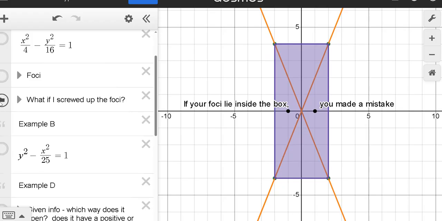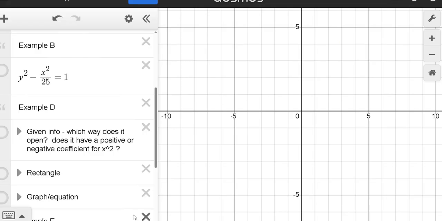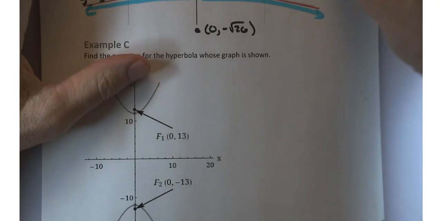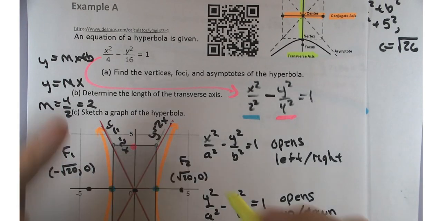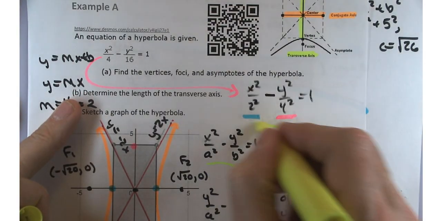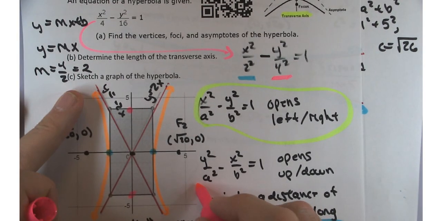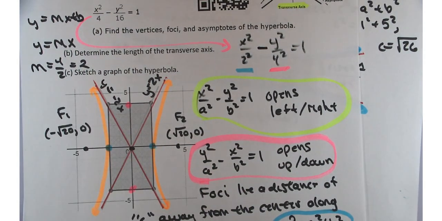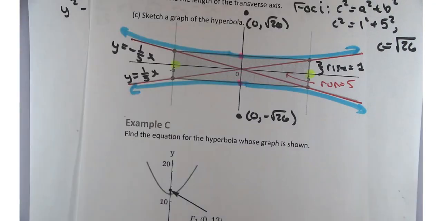All right, so let's go down here a little bit. Let me shut that one off, and I guess I got to shut one more off. Example C. Well, we'll see. Let me start out this way, asking you, which form is it going to be? Is it going to be this form? Or is it going to be this one? First one or the second one? Second one, yeah. Well done. Because it opens up and down.